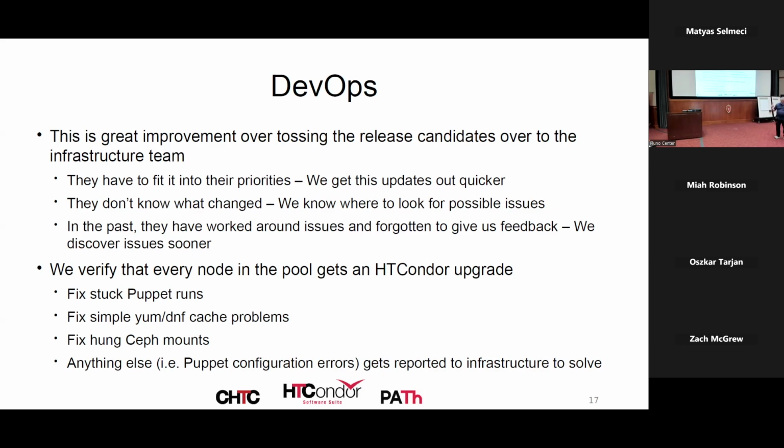The other thing is the infrastructure team loves that I touch every node in the pool every month. I mean, they're monitoring to make sure that things are working properly, but there are some things that just don't get detected. So if a node doesn't upgrade to Condor, I'm looking at that node. What is the problem? I can fix the very simple problems: fix stuck puppet runs, DNF cache gets corrupted, Ceph mounts get hung. But if there's anything else that takes more effort, then that gets passed off to the infrastructure team.